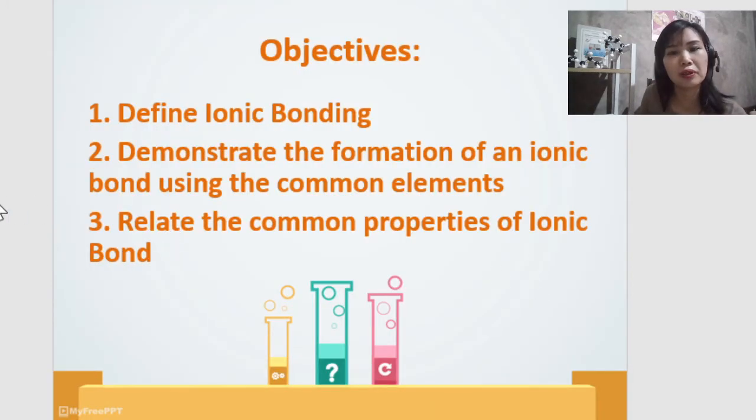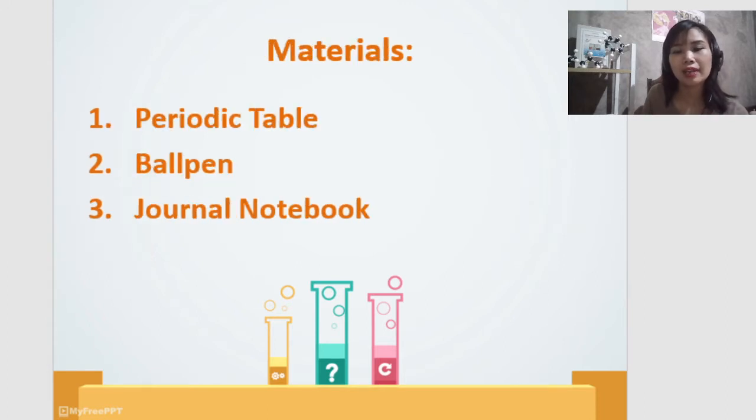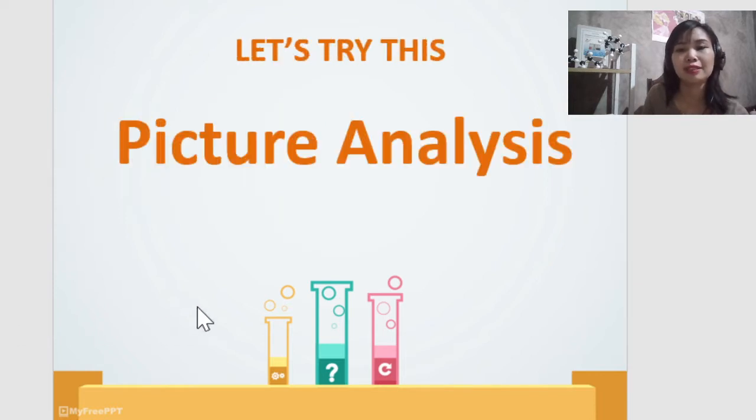Objectives: define ionic bonding. Number two, demonstrate the formation of an ionic bond using the common elements. And number three, relate the common properties of ionic bond. Okay, so ready na mga materials natin and let's have this kind of activity.